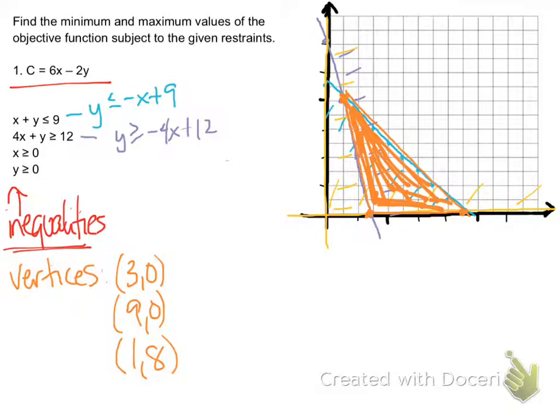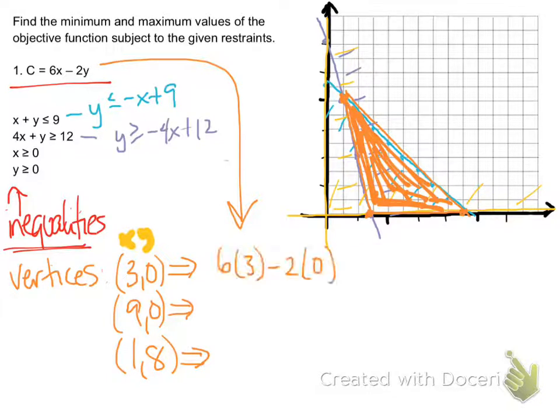And then (1, 8). And so now what we're going to do with these is use this objective function. We have these ordered pairs, x and y, and we're going to be plugging those in for the x and the y in our objective function.